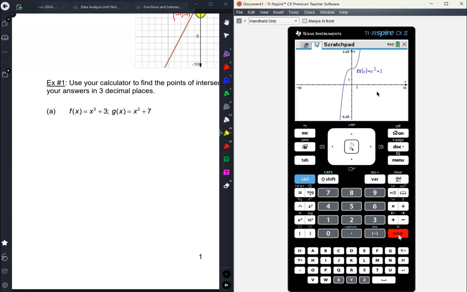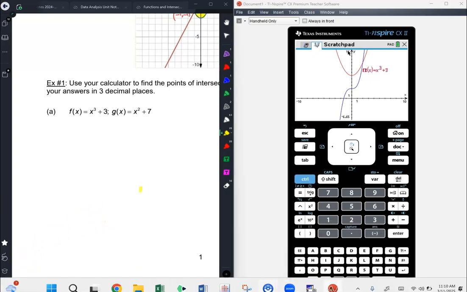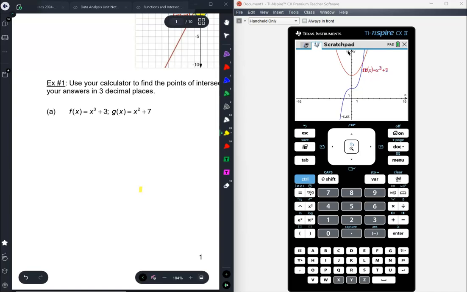Since that's x squared plus 7, we know the point of intersection is going to be way up high. So maybe let's get this up to 15, right there. Okay, so go ahead and find that point of intersection for me, please. So that's 2 comma 11.